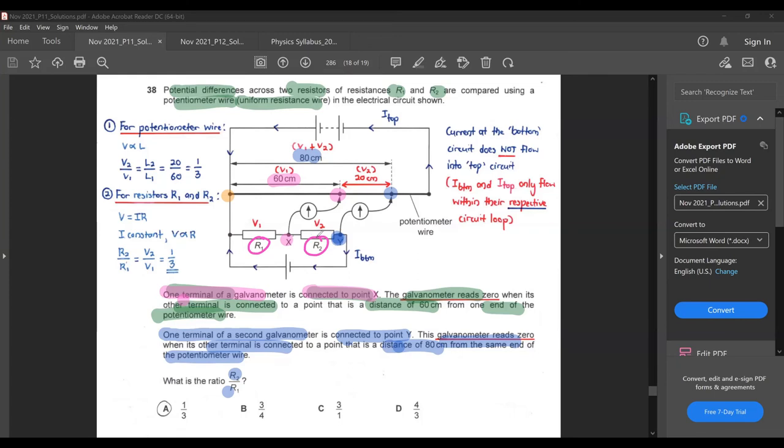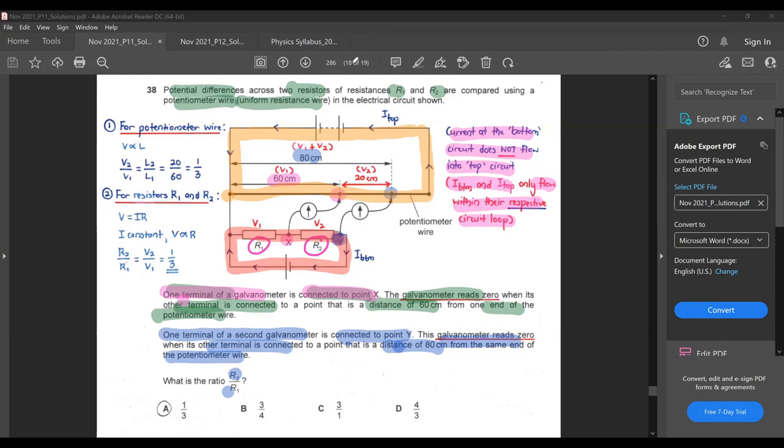So there's one thing to note here. I mentioned to you before that for a potentiometer, when you achieve balance length, current will flow in the circuit, but the currents don't actually mix. The top circuit will have its own current flow in a direction like this, confined to this orange colored loop here. The bottom circuit will also have its own current flow, confined to this red loop here. At no point in time will they ever mix. Current at the bottom circuit will not flow into the top circuit and vice versa. The current at the bottom and top will only flow within their respective circuit loop. So that's one thing to note.